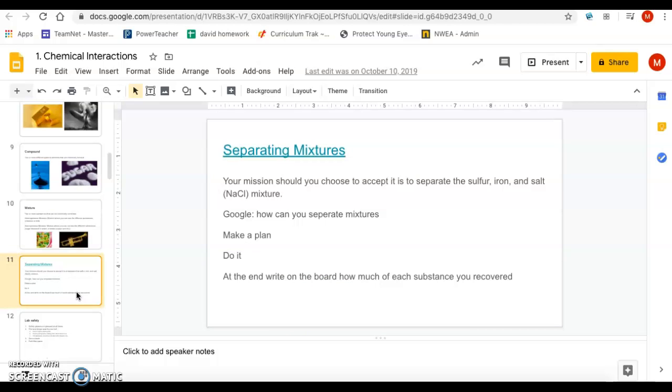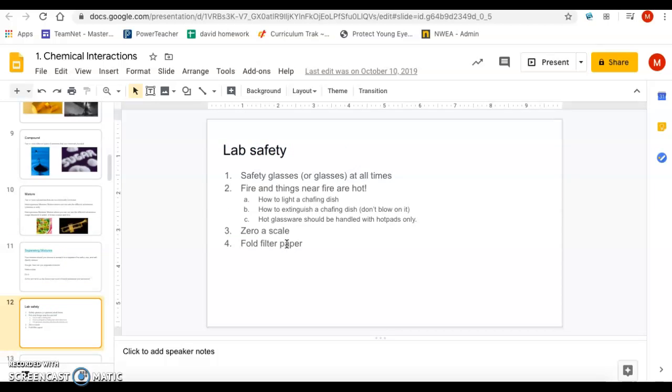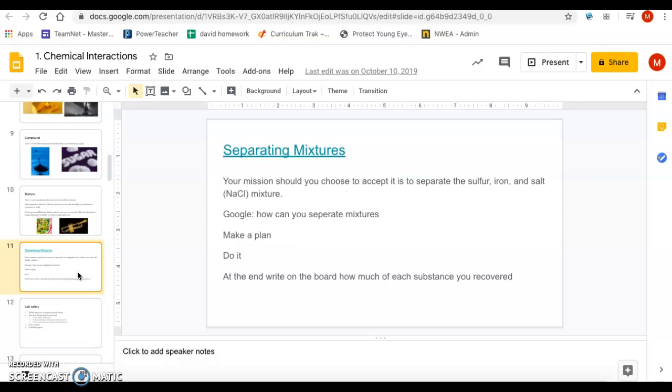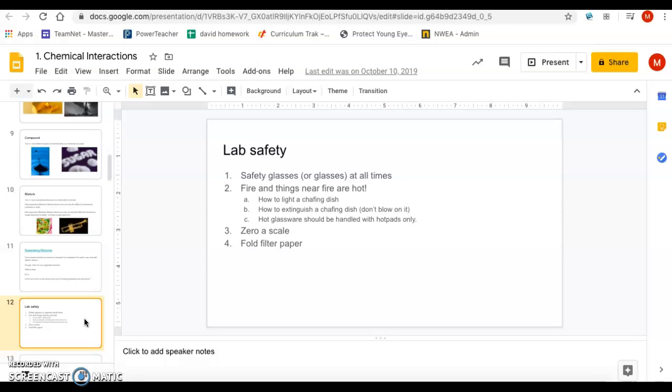All of this stuff is inside the chemistry cabinet, but basically I made a mixture of sulfur, iron, and salt. They could use Google. I gave it to them in a little weighing tray. I knew the proportions of each, and their job was to figure out how much salt, how much sulfur, how much iron was in their sample. It was kind of fun to do. They just had to Google the different mixtures and then figure out how to separate it out, write it on the board. And we actually saw how close they were.